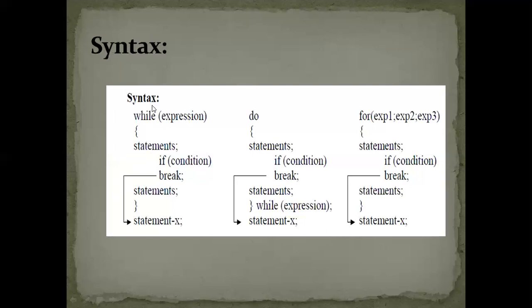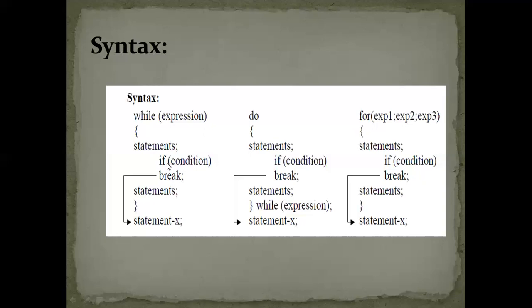So this is the syntax. Don't get confused; I have taken all three loops: while, do while, then for loop. So: while expression, statement, if condition. I told you break is always associated with the if statement. Listen: if this condition is true, then what happens? The control will come out and execute statement X. Are you getting it? Even though the loop condition is true, it is not going to execute the remaining statements.